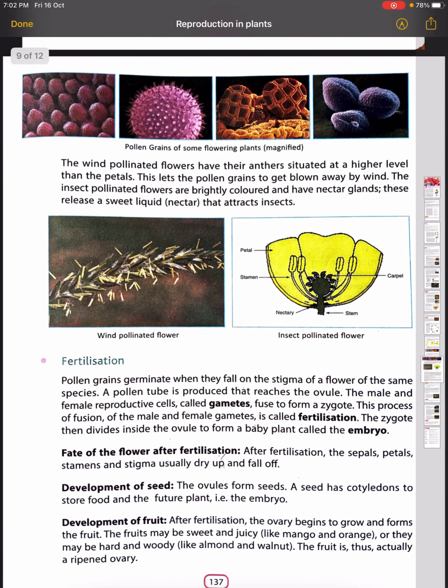The wind-pollinated flowers have their anthers situated at a higher level than the petals. This lets the pollen grains get blown away by wind. The insect-pollinated flowers are brightly colored and have nectar glands. These release a sweet liquid, nectar, that attracts insects.